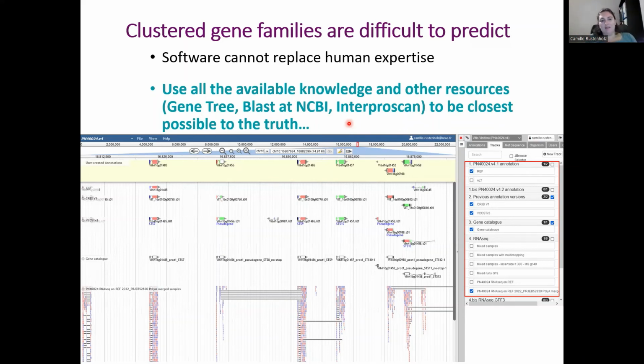So this is a case, especially with clustered gene families, where sometimes we have to make some decisions, but we are not 100% sure that it's the truth. But you'll perform your best, and that's all we ask of you.